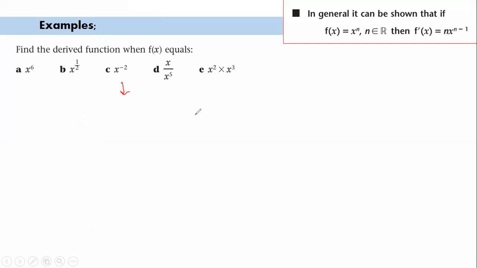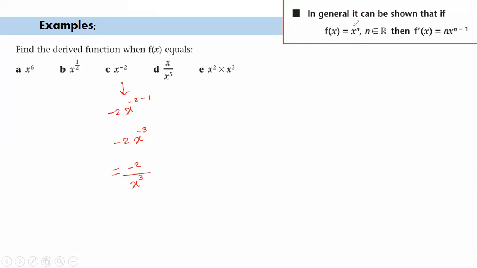Similarly, we can obtain the derived function for x to the power minus 2. So bring minus 2 down and multiply with x to the power minus 2 minus 1, which gives us minus 2 times x to the power minus 3. If you want to write this as a positive index, we can bring this x to the power 3 downward to the denominator. So we get minus 2 over x to the power 3.